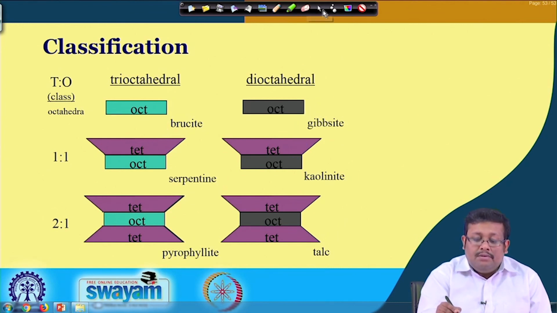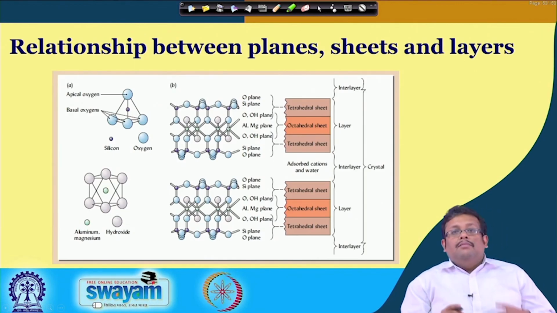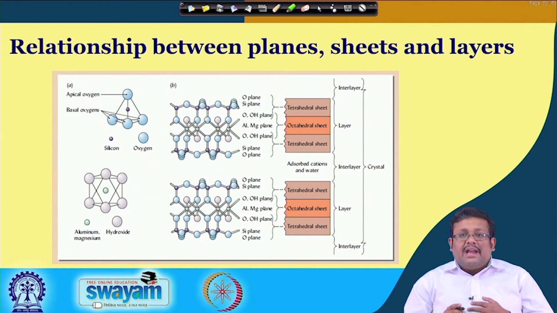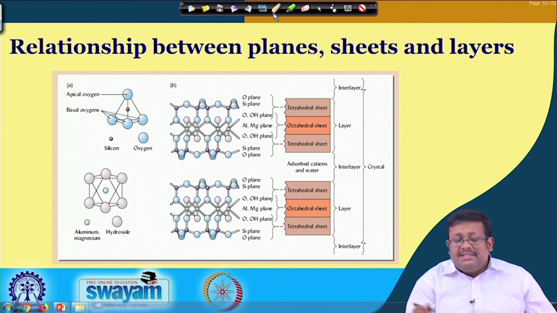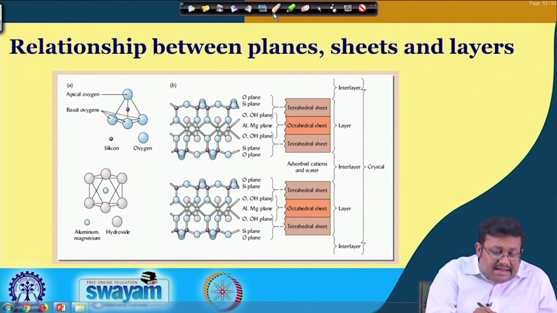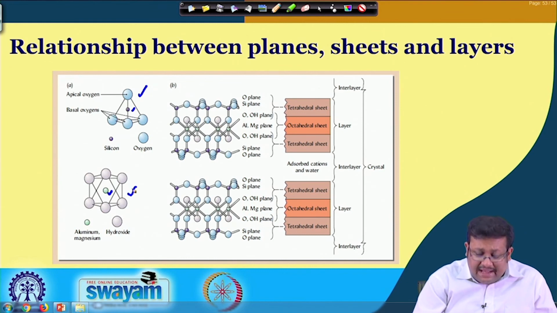Okay. So, let us go to our final slide for this lecture. If you see, this is a relationship between planes, sheets and layers. This is basically a silica tetrahedral sheet, and you can see the basal 3 oxygens and one apical oxygen, and in the center is the silicon atom. And obviously, in case of octahedra, the central atom is either aluminum or magnesium, surrounded by 6 hydroxyl anions.